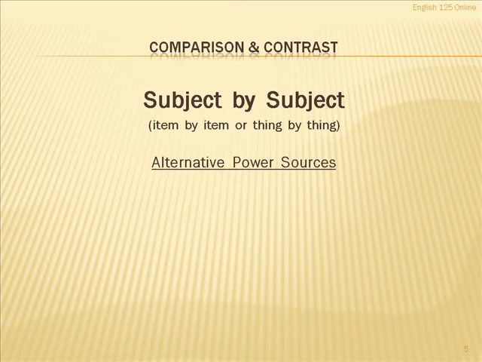Subject by subject. This one's a little bit confusing to us because we usually think of a subject as being a topic that we're talking about. But in comparison and contrast, by subject they mean a thing or an item. In other words, thing one versus thing two, okay?